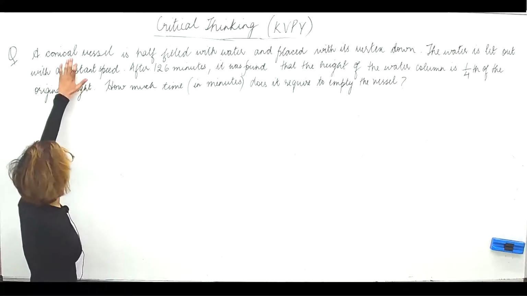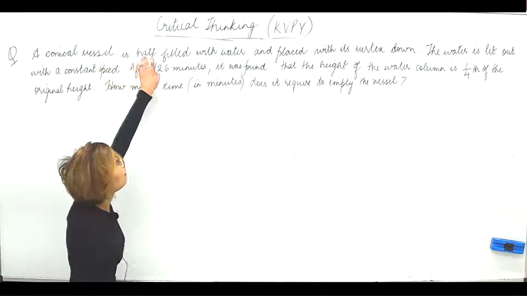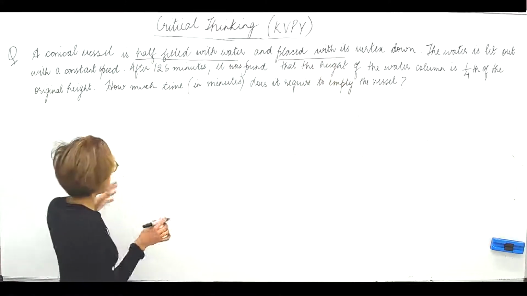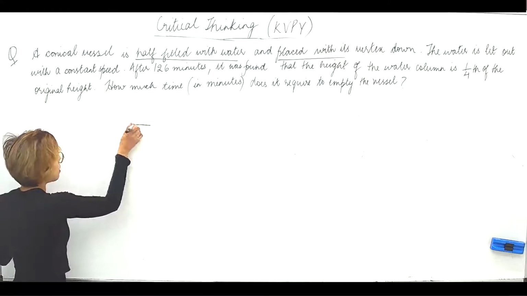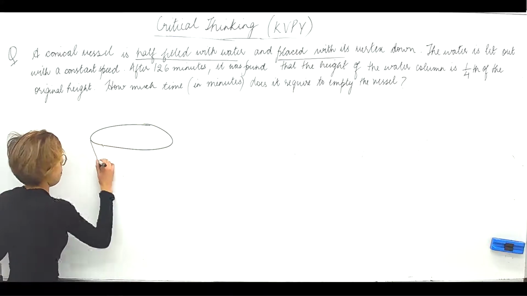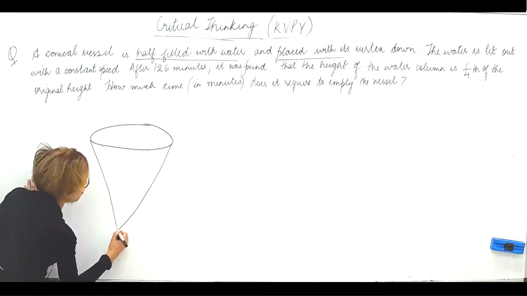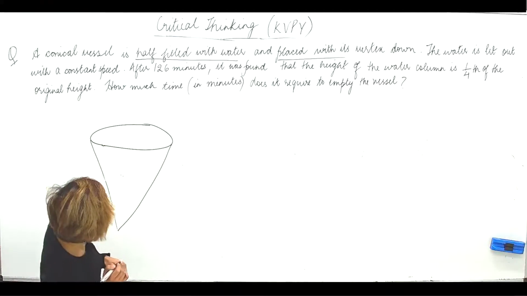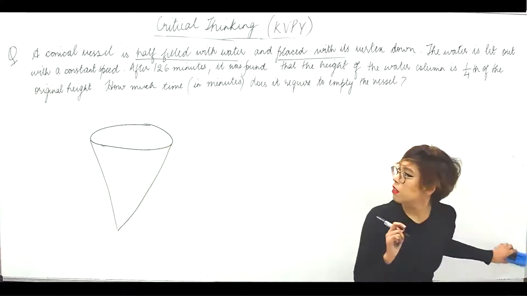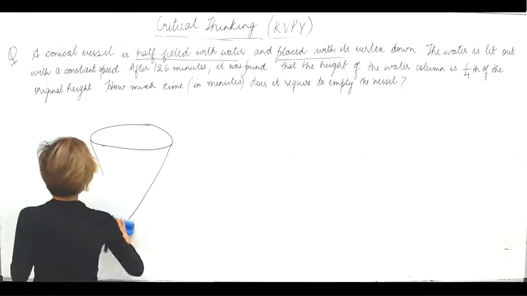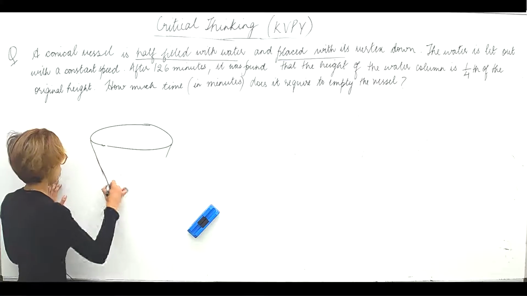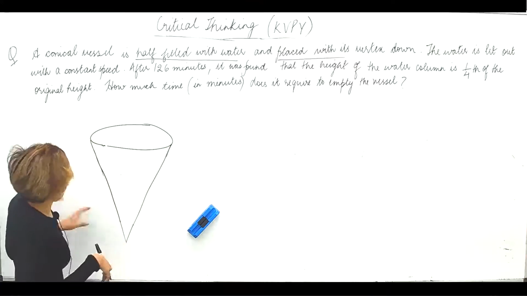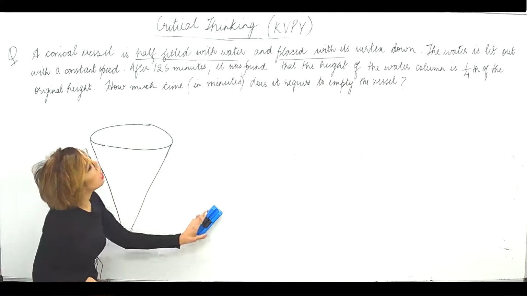Alright. So, the next one. A conical vessel is half filled with water and is placed with its vertex down. Right? So, vertex down, so maybe my conical vessel is something like this. Right? Okay. Now, it is half. The conical vessel nahi rakhte na. Right. So, let me just rectify this. Oh, right. Whatever. Right. So, it is half filled with water.